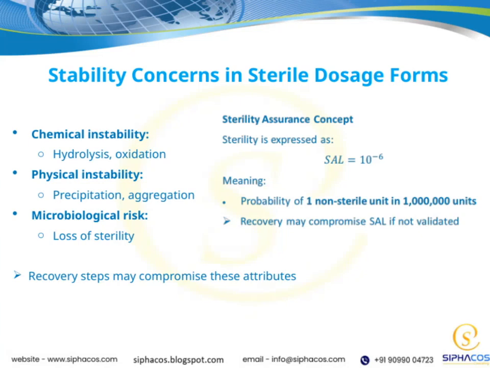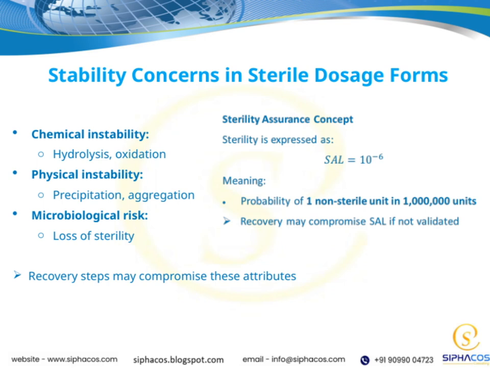Let's talk about some of the stability concerns we face with sterile dosage forms. First, chemical instability. This includes processes like hydrolysis and oxidation, which can degrade the drug's effectiveness over time. It's crucial to understand these because they can lead to reduced potency or even formation of harmful byproducts. Next, we have physical instability. This involves issues like precipitation and aggregation, which can affect the drug's appearance and potentially its safety or efficacy. These physical changes are often visible and can be a sign that the formulation is deteriorating.